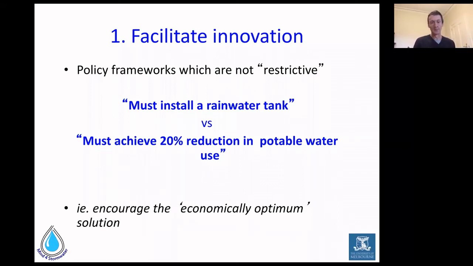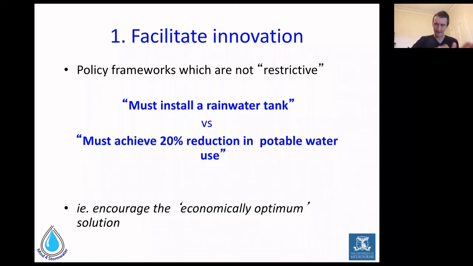For example, the use of water saving appliances and water saving kind of behaviours may achieve the same outcome and use much less carbon dioxide emissions, for example. And an economist would tell us that by encouraging that innovation, we allow the economic optimum to be found. And so it's a principle I must say I do hold very dearly.